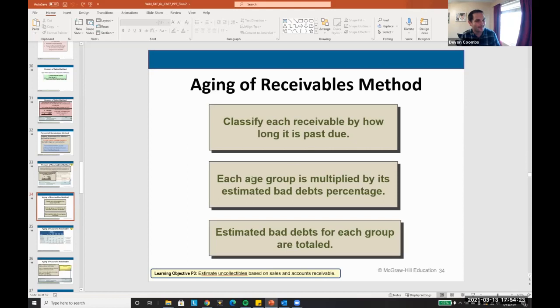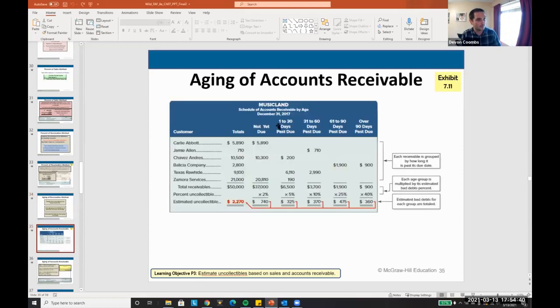So the whole concept here is we are going to take groups and try to determine how likely customers in those buckets will pay us back. And we're going to estimate them based on the groups. And so that's what we'll see here. Say, hey, the customers that don't owe us yet, only about 2% of those customers are going to default on us. They're not going to pay us. We think that most of our customers in this bucket are likely going to pay us.